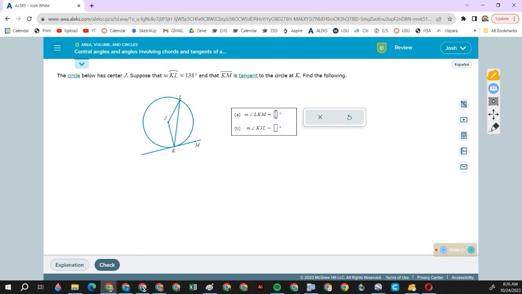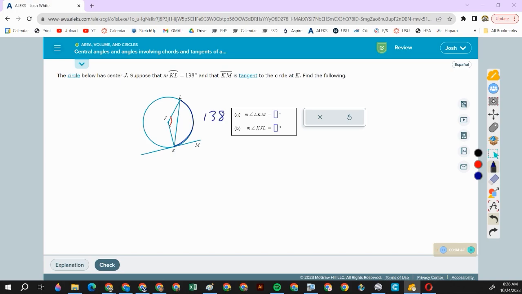So the circle below has center J. The measure of arc KL is 138, and KM is tangent to the circle. So arc KL is 138. So how big would angle LJK be? It's also 138 because it's a central angle.